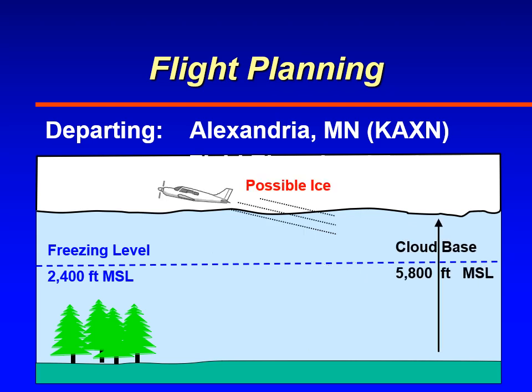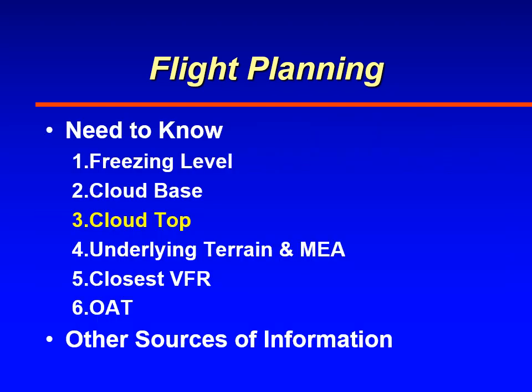However, as the airplane climbs through cloud base at 5,800 feet, there is visible moisture, possibly liquid, and the temperatures are colder than 0 degrees Celsius. So that is the first place where the possibility exists for icing as an airplane climbs out of Alexandria, Minnesota. The next item that we need to know is cloud tops.